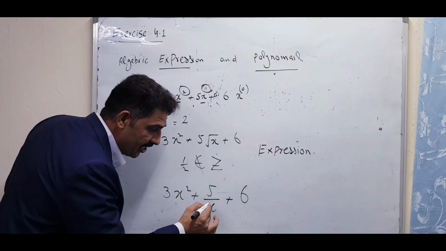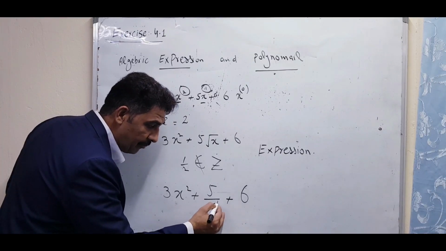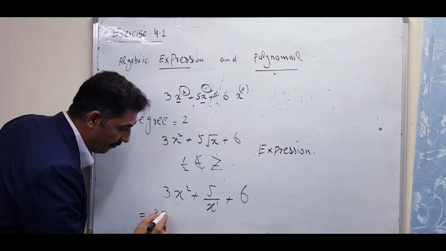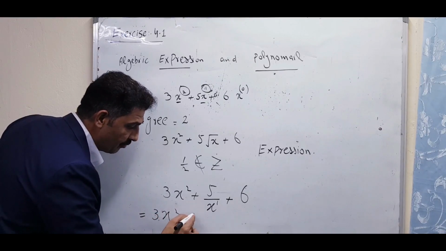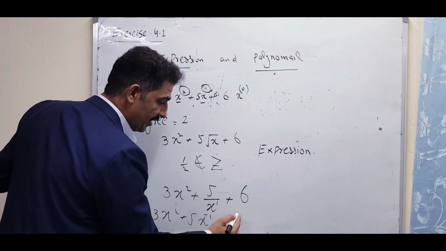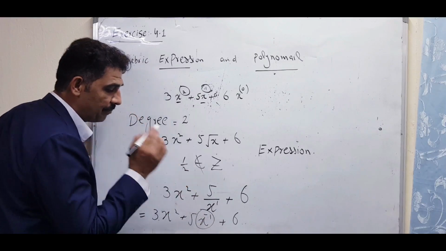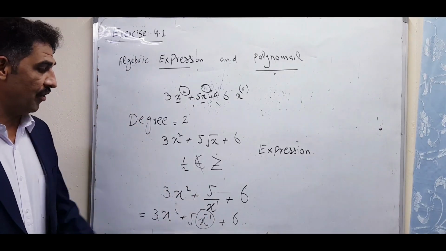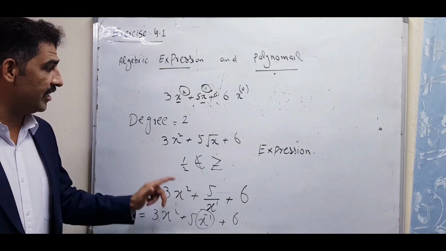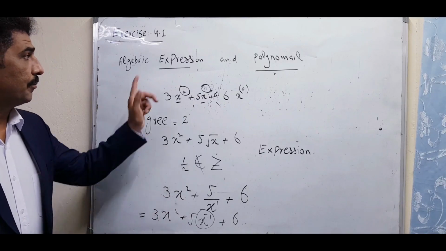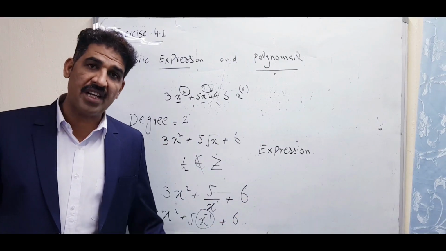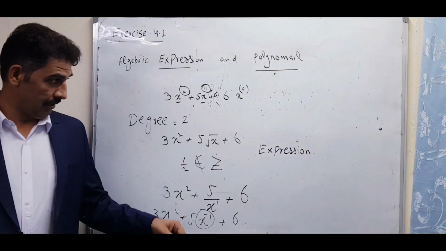Why? Because here it shows the power is equal to 1, and 1 is a positive integer. But when we simplify one more step, it becomes 3x square plus 5, x raised to the power minus 1, plus 6, and this variable has a negative integer power. That's why this is also an expression. Hope you understand the difference between the expression and polynomial. So our question number 1 is also to identify the expression and the polynomial. So we will come to the next question.